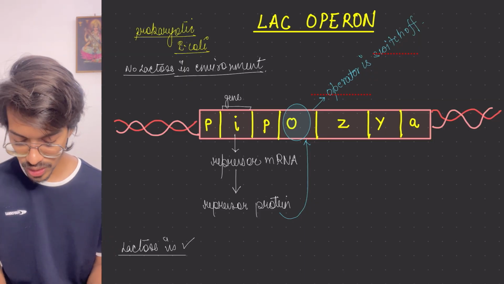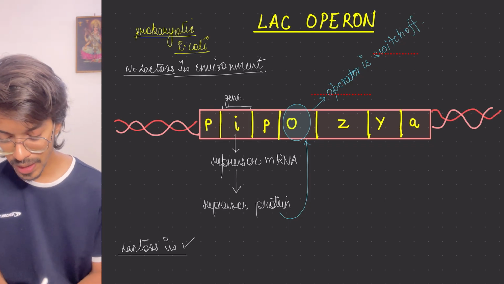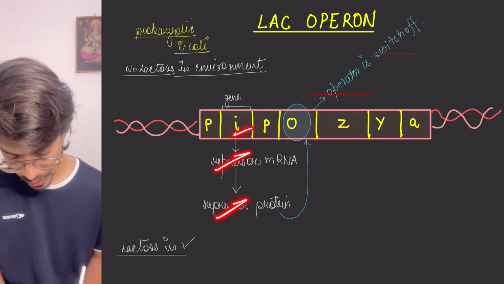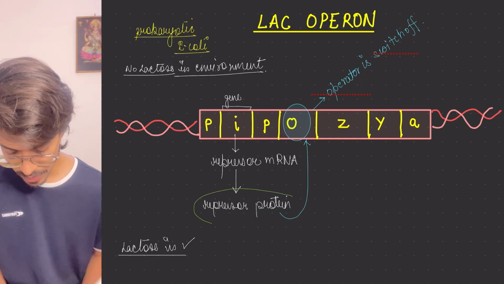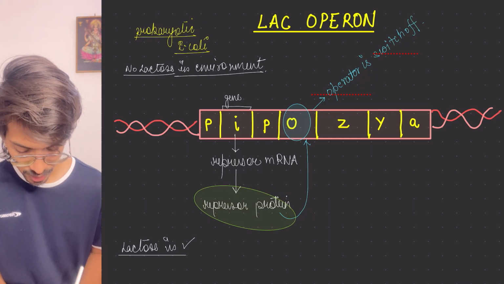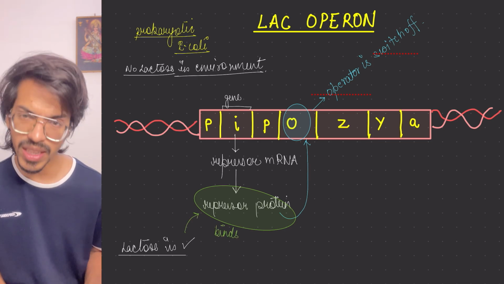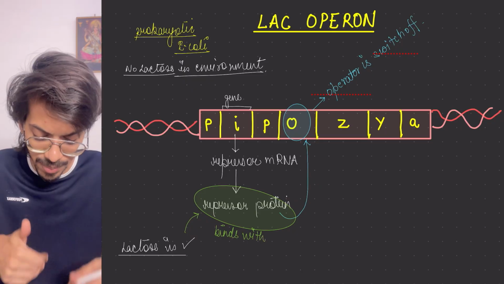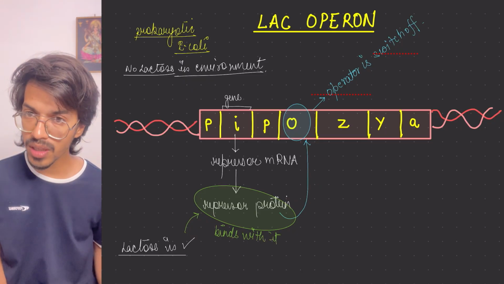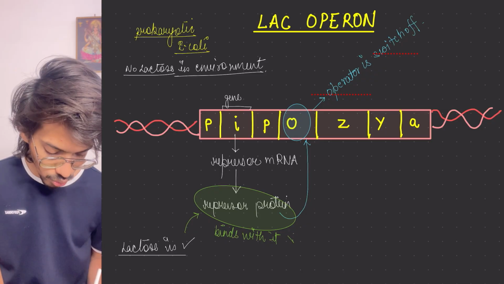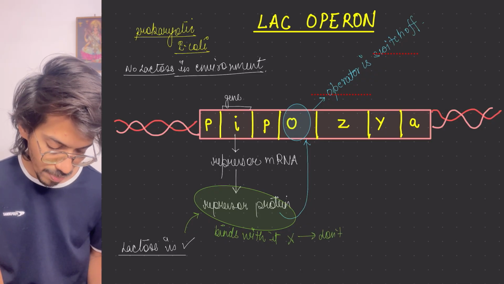Normally this I gene will keep on making this. It will keep on making this. But here the lactose will work. Lactose will bind with it. Now imagine that if the lactose has bound the protein, will the protein be able to go and join with the operator? It won't be able to join with the operator.